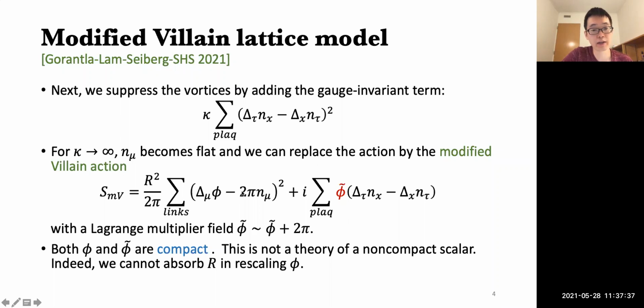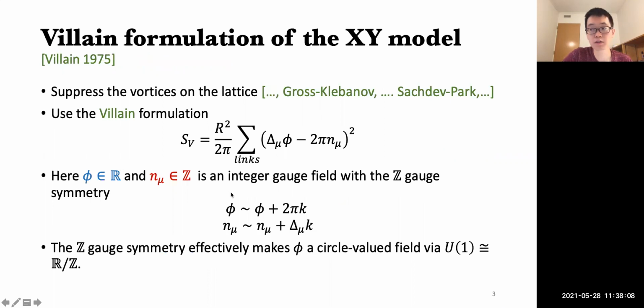It differs from the Villain action by this second term, where we have introduced a Lagrange multiplier field phi tilde. If we integrate out the Lagrange multiplier field phi tilde, that enforces the flatness condition of the Villain integer gauge field. Let me emphasize that this modified Villain action is a lattice action of compact scalar fields. Both phi and phi tilde are compact. Phi started its life as a real-valued field, but there's an integer gauge symmetry making it effectively compact.